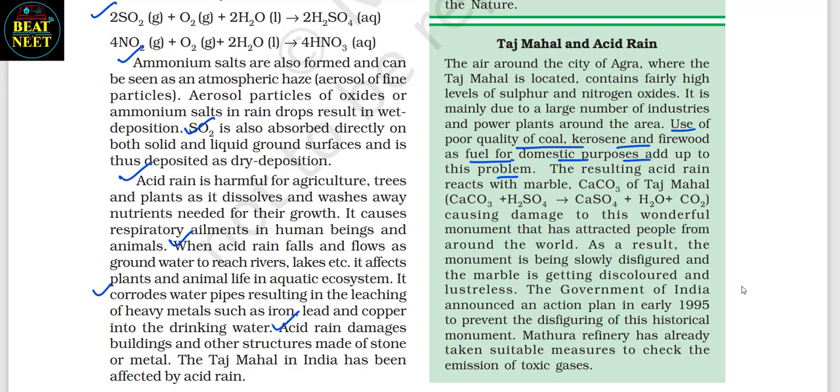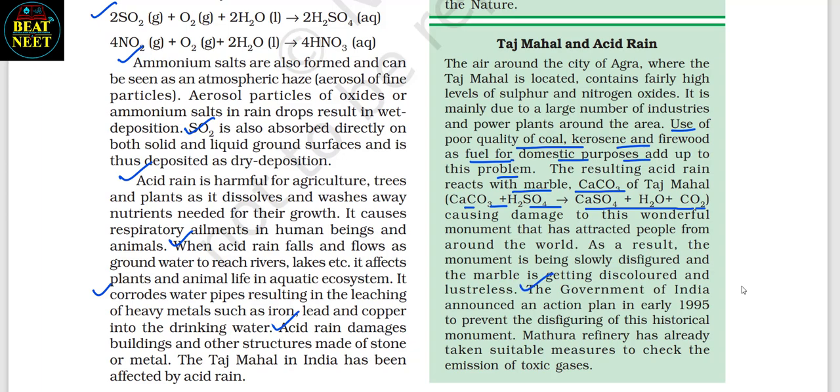The resulting acid rain reacts with marble, CaCO3, of the Taj Mahal, that is CaCO3 + H2SO4 gives CaSO4 + H2O + CO2, causing damage to this wonderful monument that has attracted people from around the world. As a result, the monument is being slowly disfigured and the marble is getting discolored and lusterless.